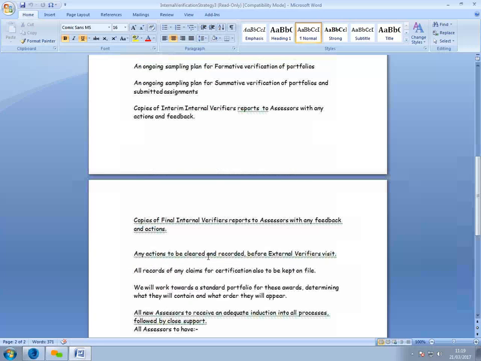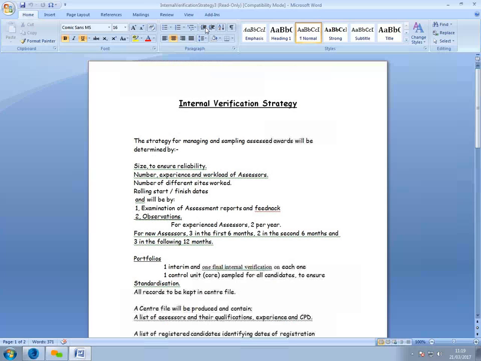So that is an internal verification or IQA strategy. It's how it would look, and your school or college should have one, because if not, the external verifier or EQA might not be happy. So yes, that is an important document.